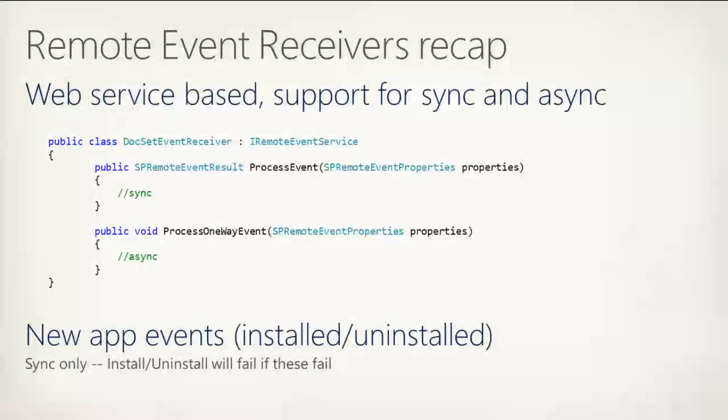So let me do a quick recap on remote event receivers. They're web service based, and there are two methods you need to think about: process event and process one-way event. One for sync, one for async. There are new app events, app installed and app uninstalled. There's also a third one that I didn't mention, app upgraded, for when the app needs to handle upgrade code. And they're sync only, and the app installation or uninstallation will fail if those fail.